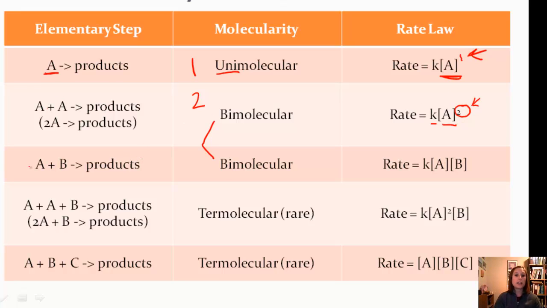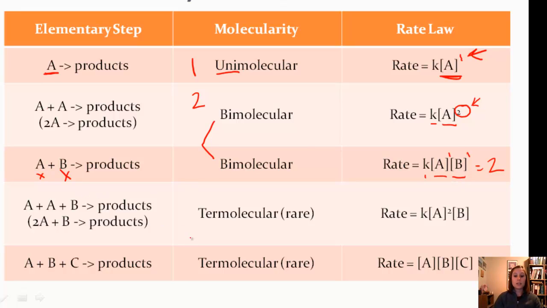The other situation we can have is where we have two different species colliding. Okay, it's still bimolecular. And since we can determine the rate based on the molecularity, our rate is rate constant times the concentration of A times the concentration of B. So this is second order overall, considering that they're each to the first power.